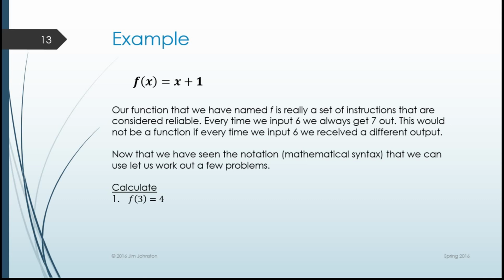So we input the number 3, and so we add 1 to that, and then the result will be 4. So we write f of 3 is equal to 4. Next problem. What is f of 99? So pause this and draw out your calculations. f of 99 is equal to 100.